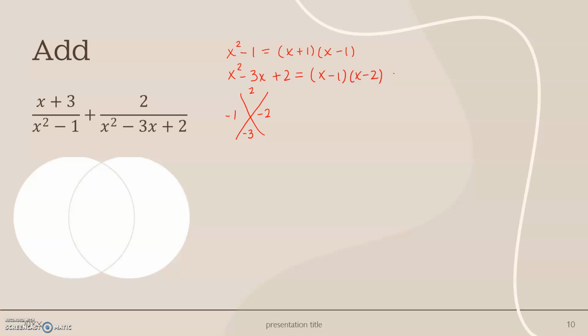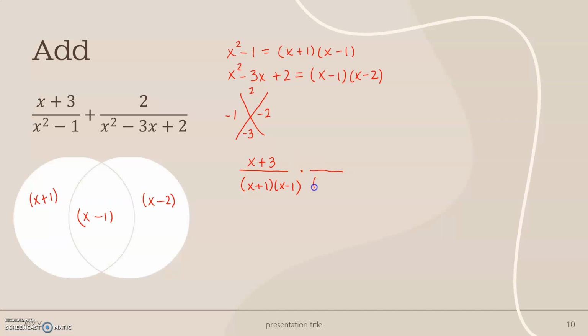So if I do put that onto my Venn diagram, they both have in common an x minus 1. The x squared minus 1 also has an x plus 1. And the other fraction also has an x minus 2. So if I look at my first fraction, which is x plus 3 over x plus 1 times x minus 1, the term that's missing from that is x minus 2.